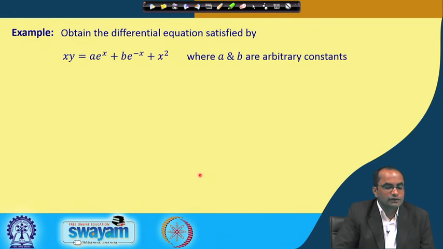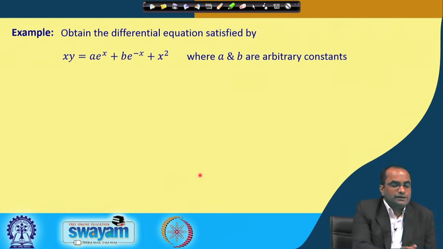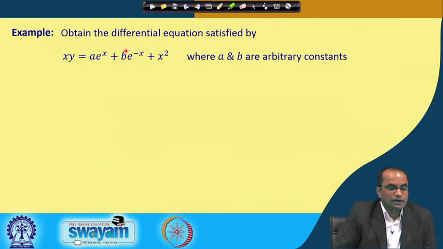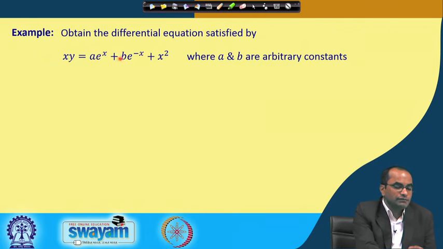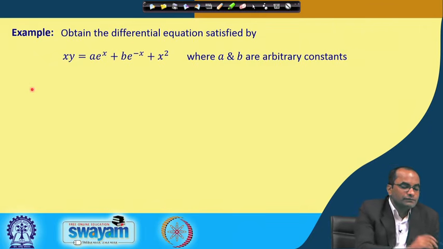So, we will obtain a differential equation which is satisfied by this relation: x y is equal to a e power x plus b e power minus x plus x square. So, this is a 2 parameter family of curves. We have a and b, they are the arbitrary constants here. So, we have this 2 parameter family of curves.